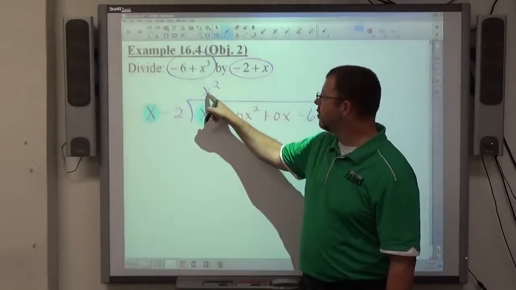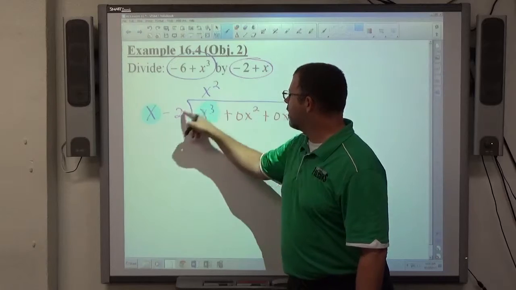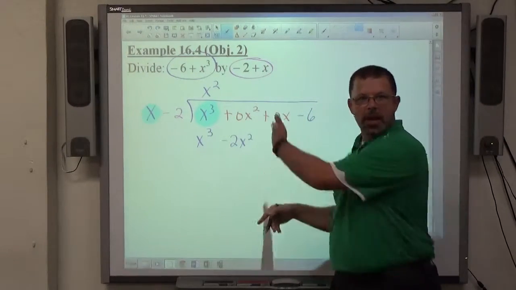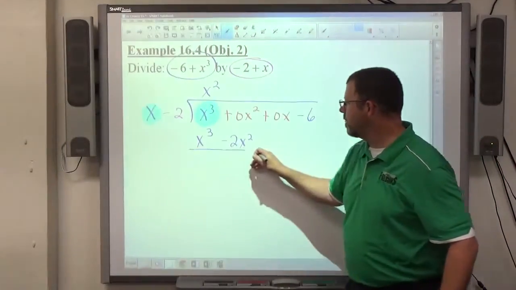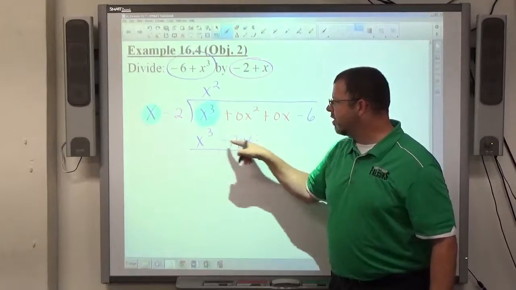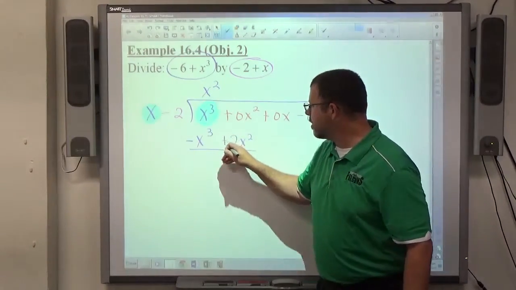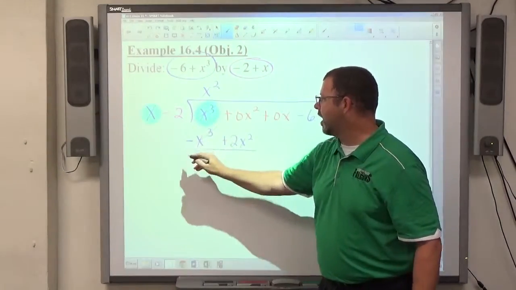We multiply answer times both pieces. X squared times x is x cubed. X squared times negative 2 is negative 2x squared. And notice x squared showed up. I got a place to put it because I got a zero term there. I change every sign in the product. X cubed is positive, make it negative. 2x squared is negative, make it positive. X cubed minus x cubed are opposites and cancel.